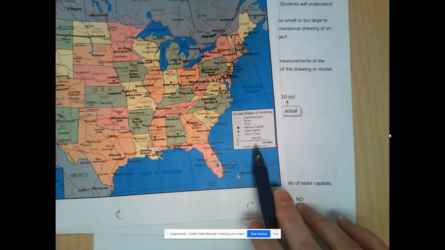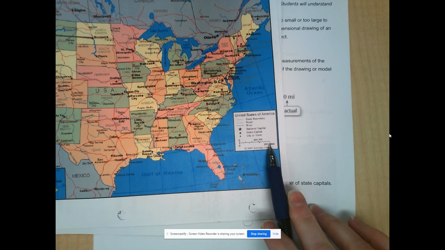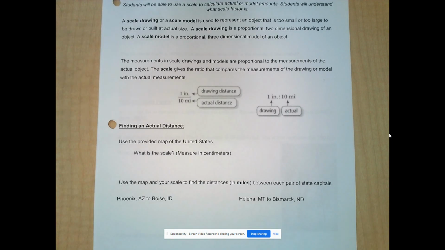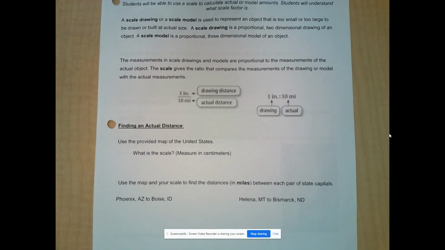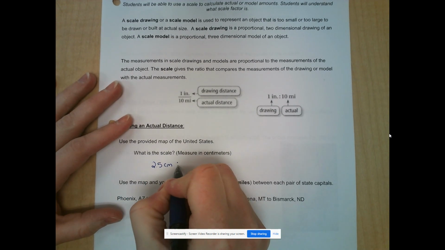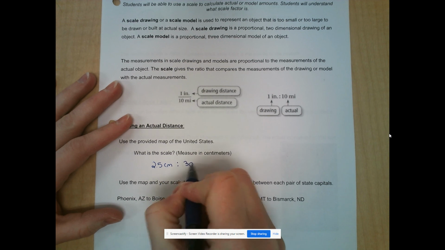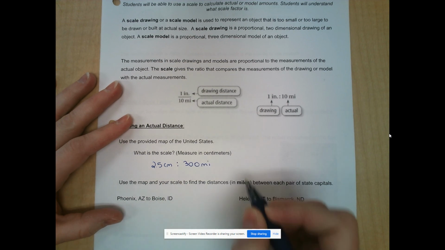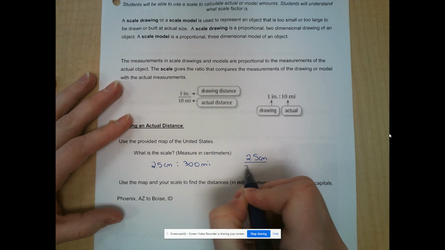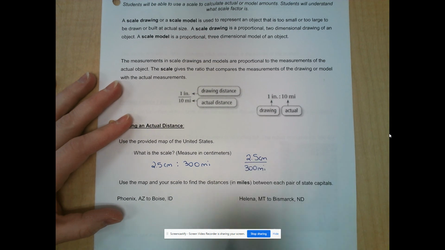If we measure this, you can see this says 300 miles along the bottom. So however long this little segment is, that's 300 miles. And that segment is actually 2.5 centimeters long. So we would say 2.5 centimeters for every 300 miles. We also can write it as a fraction, 2.5 centimeters for every 300 miles.